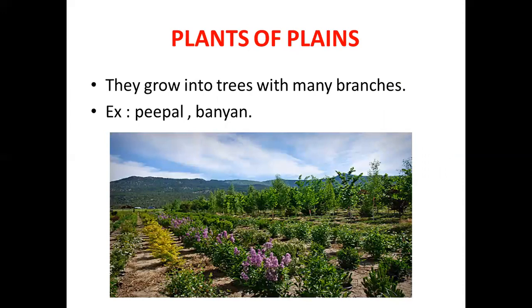Second type is plants of plains, peepal, banyan, etc. And these plants are found in plains and they grow into trees having many branches. And some shrubs, herbs also will be growing in the plain areas. They give rise to flowers, fruits, etc. And the fruits bear seeds. Already you know that. And these seeds in turn grow into new plants.